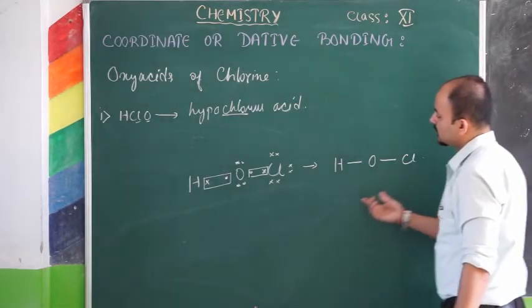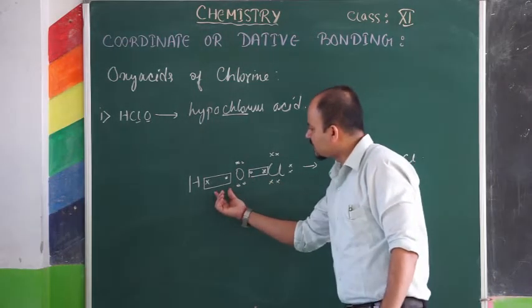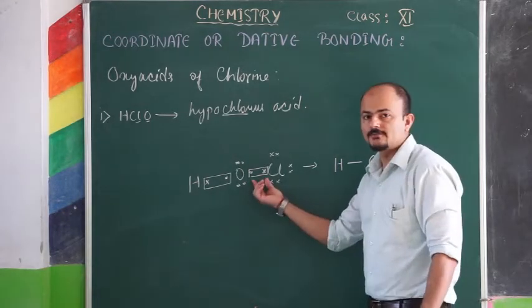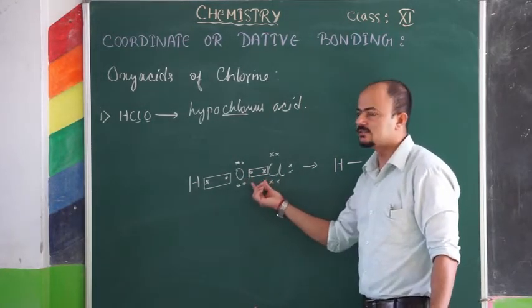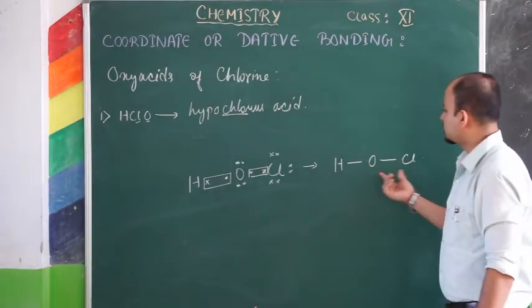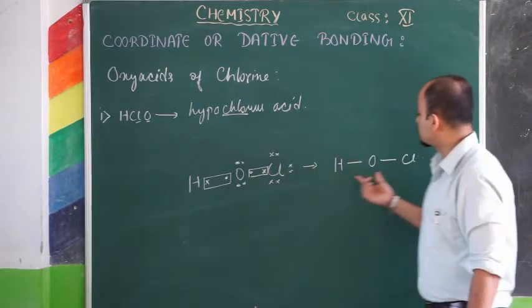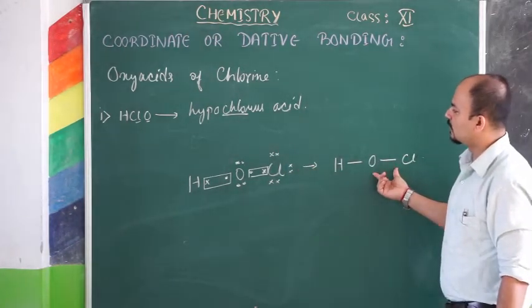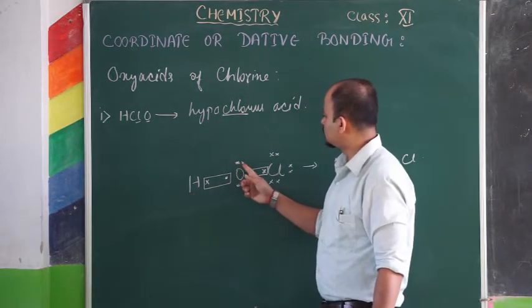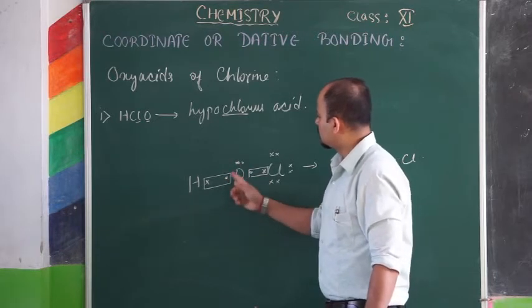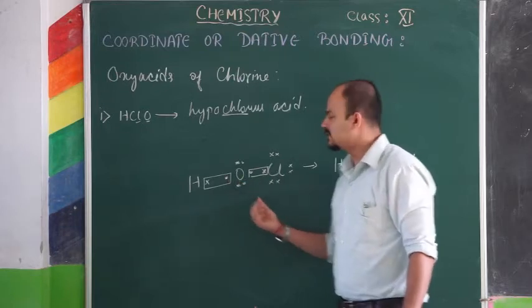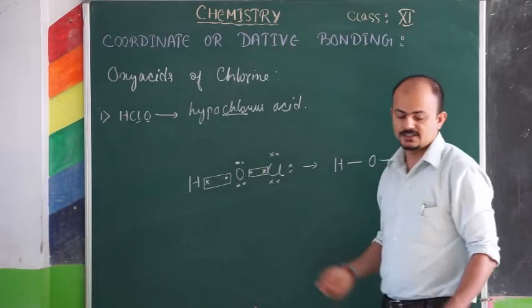HOCl. Here we can see that the bond formed between oxygen and hydrogen is a covalent bond, and the bond formed between oxygen and chlorine atom here is also a covalent bond. So both the bonds in case of hypochlorous acid are covalent bonds. Now its duplet configuration is obtained. Now here 1, 2, 3, 4, 5, 6, 1, 2, 3, 4, 5, 6, 7, 8. Its octet is fulfilled, and for this chlorine, its octet is again fulfilled.